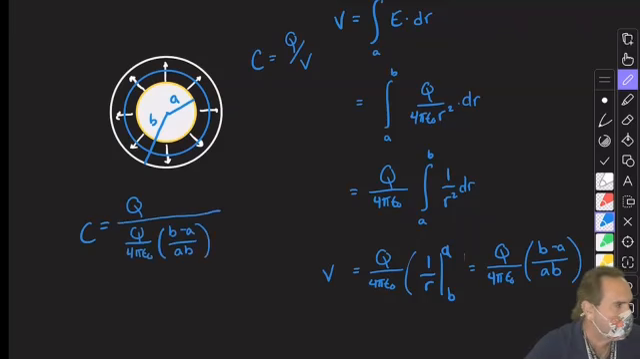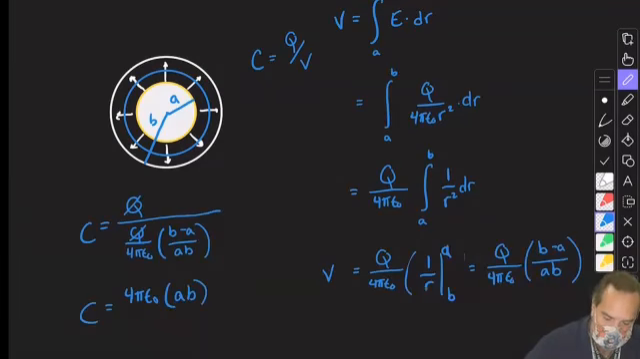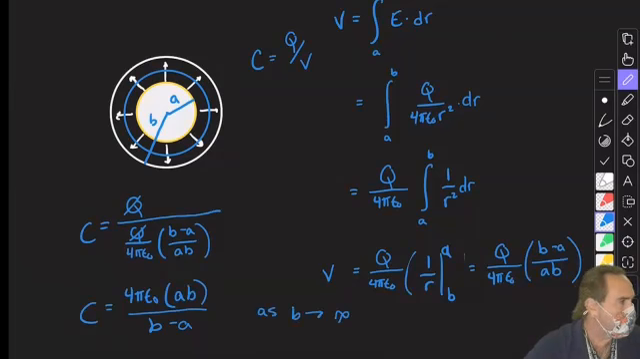Now you see why we combined the denominator. It's just going to give us 4 pi epsilon naught times AB divided by B minus A. That's the capacitance. It's kind of weird, but that's what you get as your response. Now, tomorrow, what we have to talk about is what happens as B goes to infinity. And we'll talk about that tomorrow.